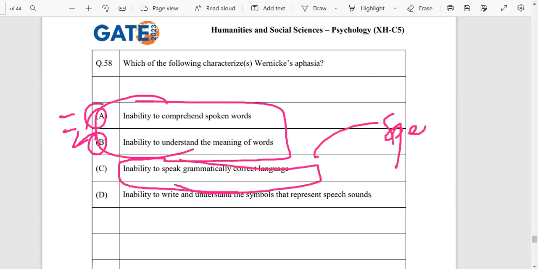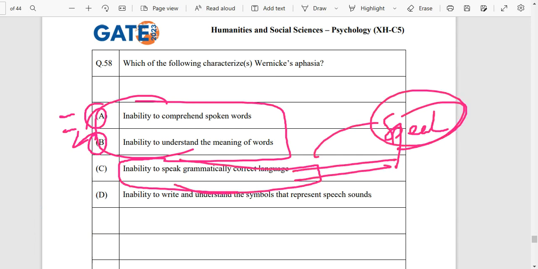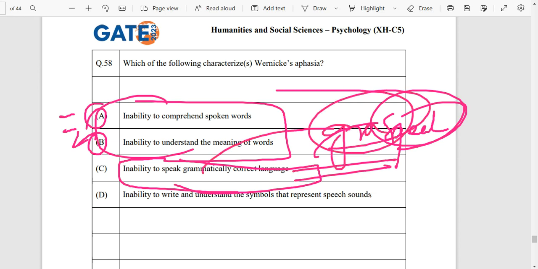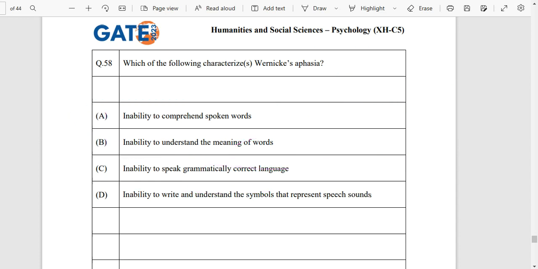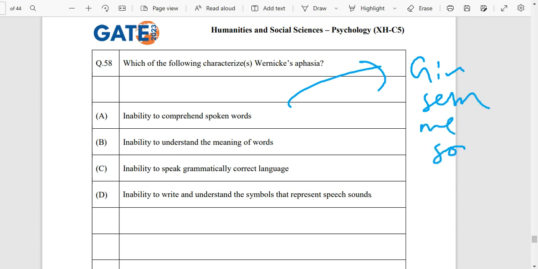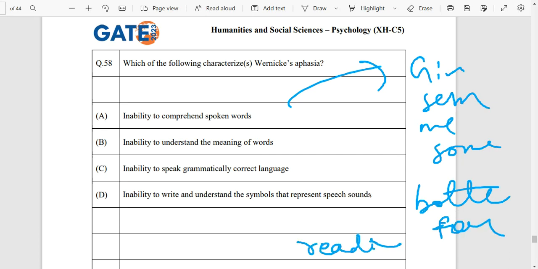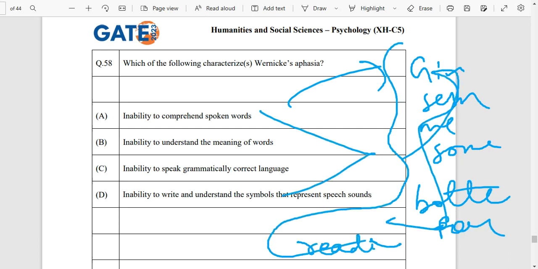They can speak, but let's see what they answer for grammar. They can speak proper grammar, but it will not make any sense. So they will say something like, give me some bottle for reading. Okay, so this is grammatically correct, but it is not making any sense. Okay, let's move on to the next question.